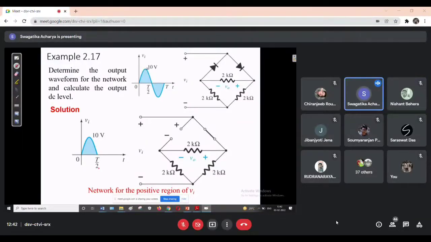So what will you do? First consider the positive half, then the negative half. So for the positive half, this will be the positive terminal, negative terminal. Positive terminal is connecting here. It means this is reverse biasing, and this will be in forward biasing mode. So forward biasing is short circuit, reverse biasing is open circuit. Now you can take the conduction path. This will be the conduction path through this short circuit path.